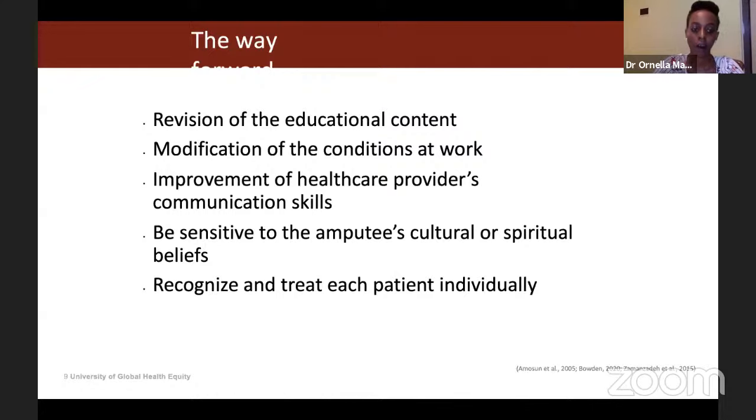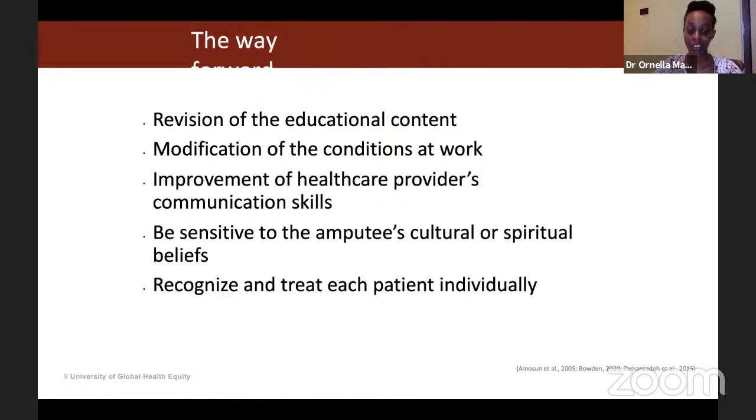So it's our goal. All of us, the policymakers, the leaders, the healthcare providers, are called to change how we provide healthcare from the lowest level. So let's revise the education content. We are not supposed to focus only on what the patient is complaining about, but let's look beyond that. And modify the conditions at work, especially in the hospital, increase the number of healthcare providers, increase accessibility to rehabilitation services, especially in rural areas.